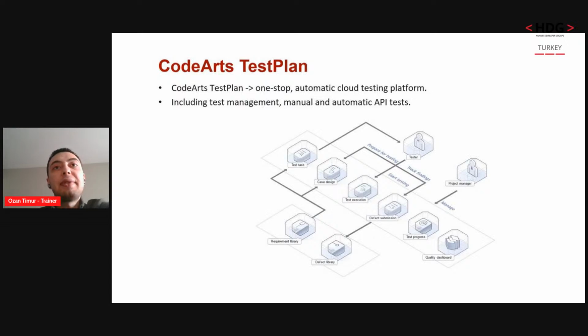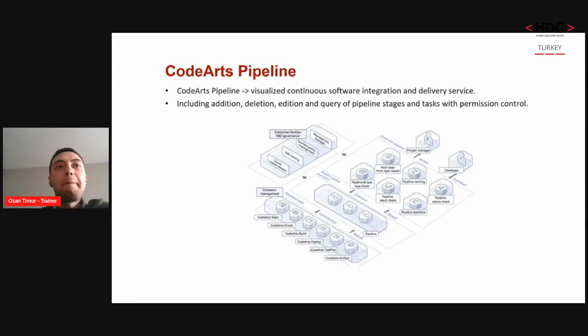And now we have the pipeline. The CodeArts pipeline provides us with continuous integration and continuous deployment software pipelines, which we can call CI/CD, which can be organized and visualized. It reduces lead time and increases efficiency. CodeArts pipeline allows us to add, edit, skip, and organize tasks at the steps in the pipeline and present them in a visual way.